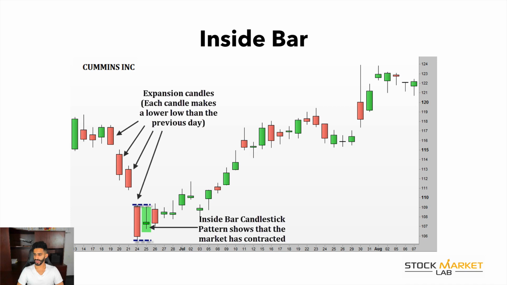If you guys take a look here, you can see expansion candle, stock makes a huge move down, and boom, inside bar candlestick pattern shows that the market has contracted. And you can see for you to continue this play, stock kind of has to break that level and take the trade from there. This one, if you take a look, was a little bit more messy, right? It didn't perfectly go back up.